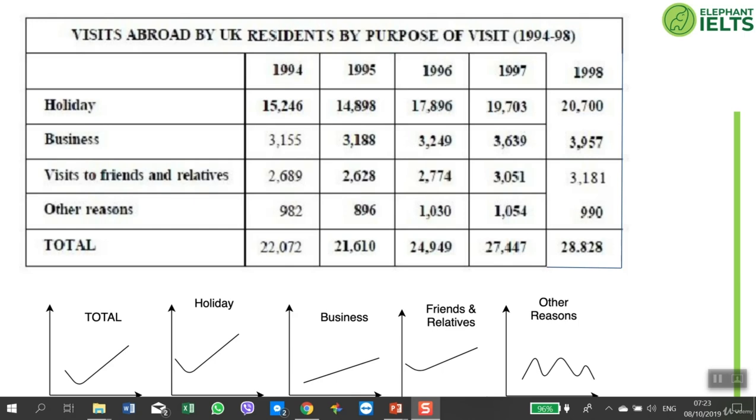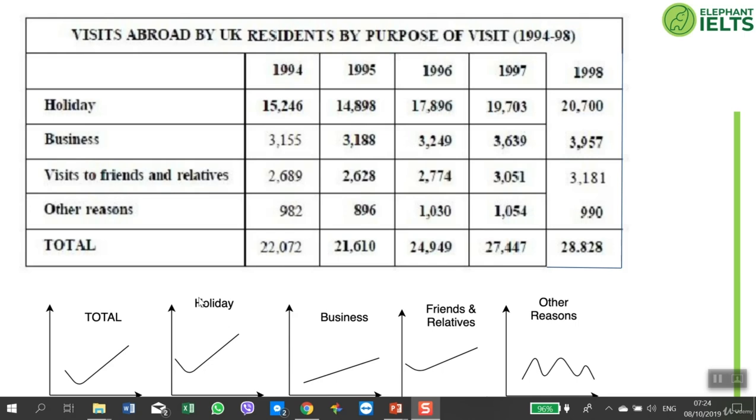So in order to summarize the main trends, I train my students to make a small line graph to illustrate each trend. This is what they should look like. Now it's easy to follow the main trend and to summarize the changes. Look at the total number of visits abroad. Look at that. It began here, it dipped, and then it went up. Holiday reasons followed the same trend. Business reasons rose minimally. Friends to relatives, again a general upward trend, and visits abroad for other reasons fluctuated mildly.